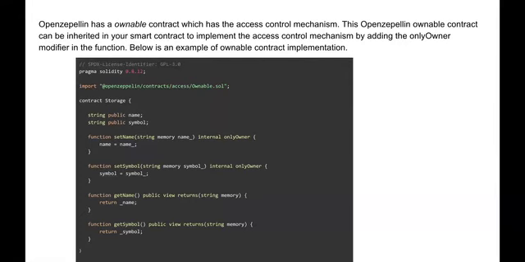So this is a typical example of how to use Ownable. All you need to do is put onlyOwner in the functions that you want to restrict access to.